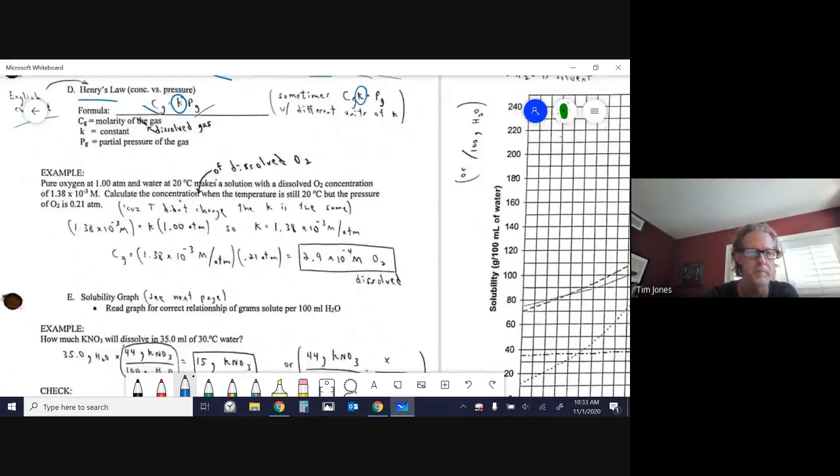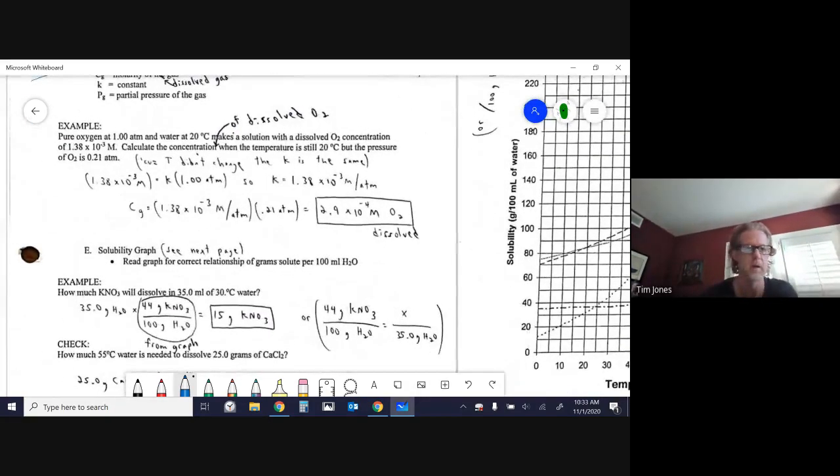There's an example. Pure oxygen, 1 atmosphere, 20 degrees, so fairly normal, makes a solution of dissolved O2 at 1.38 times 10 to the negative 3. Calculate the concentration of dissolved O2 when the temperature is still 20, but the pressure has been lowered.